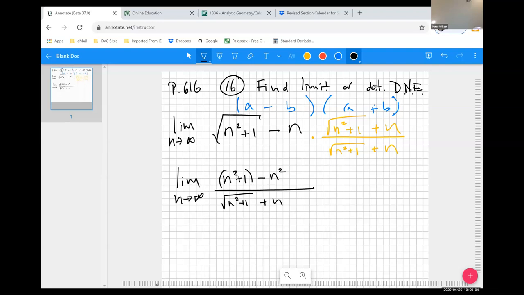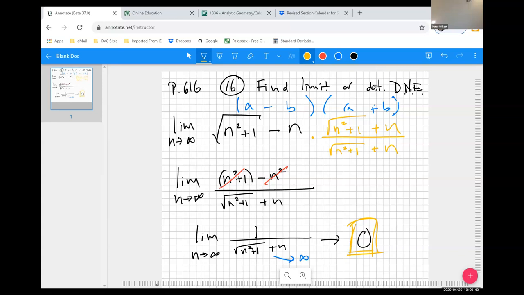All right, let's see how this helps us. In the top, I can combine these like terms and the n squareds go away. On the bottom, nothing really changes. I have the limit as n goes to infinity, but on the top, I just have one. And then on the bottom, since I just have a summation of things that are going to infinity, I can see that the ending limit of this is zero. So I conclude that the limit of this sequence converges to zero.